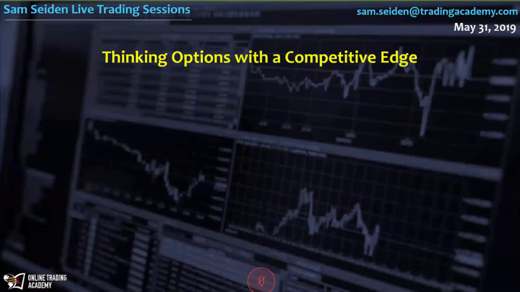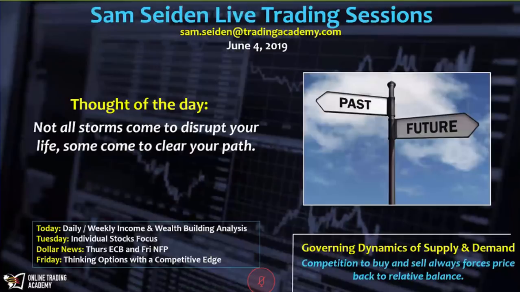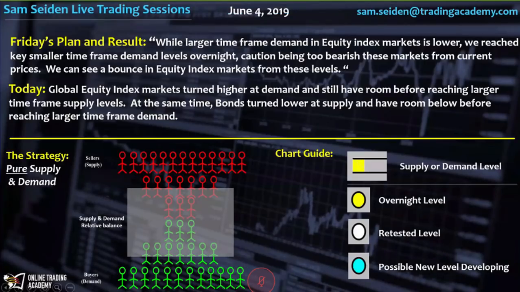So in the morning sessions I deliver, this was this morning's. We start with this. This is always up on the screen before I start the session. Then we start the session. We always start with a plan. And Friday and Monday's plan coming in today was, we said, while larger time frame demand in equity index markets is lower, we reached key small time frame demand levels yesterday, early in the morning. So we said caution being too bearish equity index markets, and we could see a bounce in the equity index markets. That was for yesterday. For today, okay, so the markets turned higher at demand. At the same time, bonds turned lower at supply, and they also still have some room.